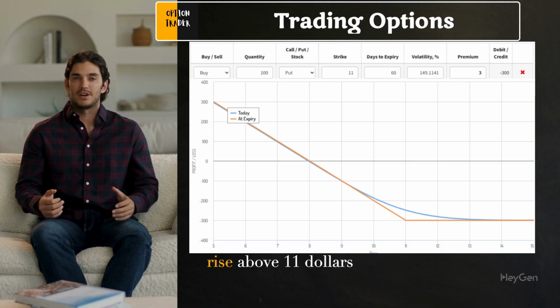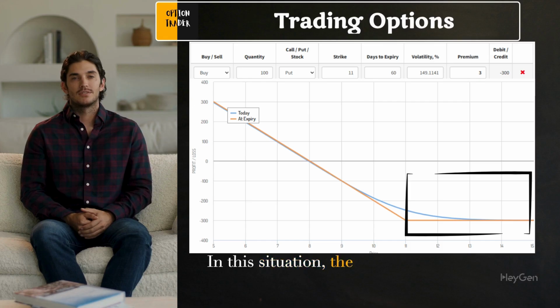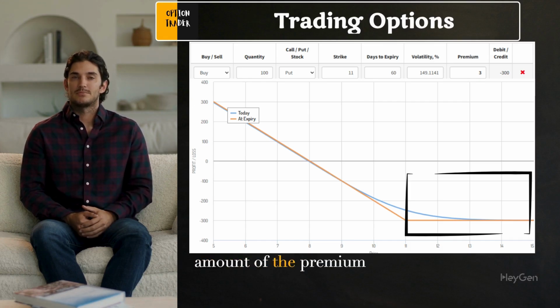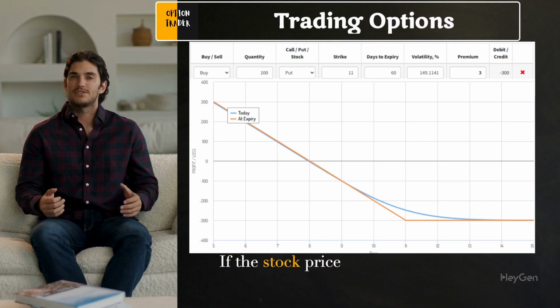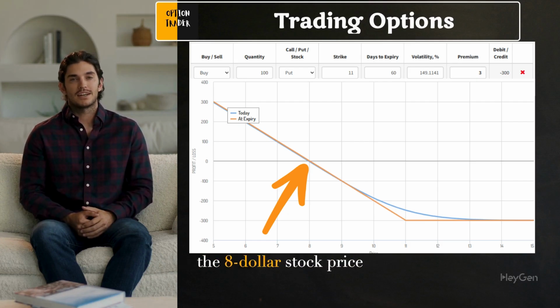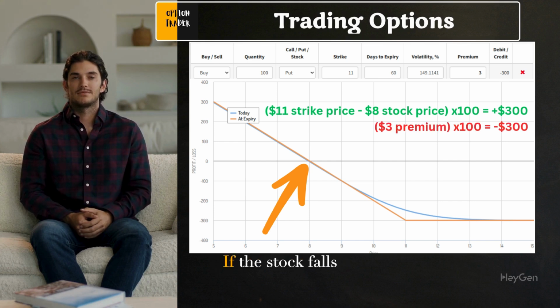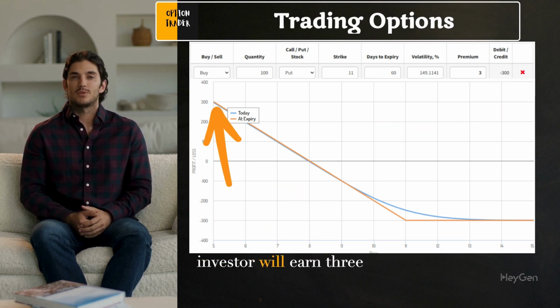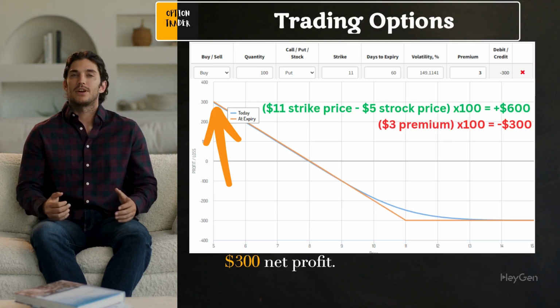The stock price could rise above $11 and stay above $11. In this situation, the put option will expire worthless, but the maximum loss will be the amount of the premium that the investor paid, which is equal to $300. If the stock price falls to $8, the investor will break even. The $3 difference between the $8 stock price and the $11 strike price will cover the premium paid. If the stock falls to $5, the investor will earn $300. The $600 profit from the put option minus the $300 paid for the premium equals a $300 net profit.